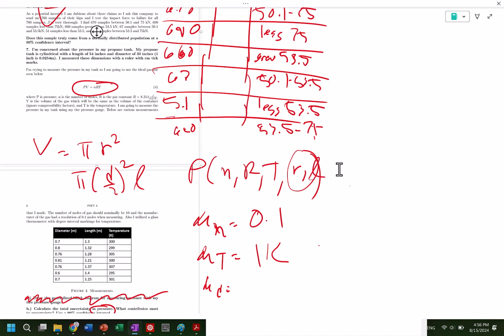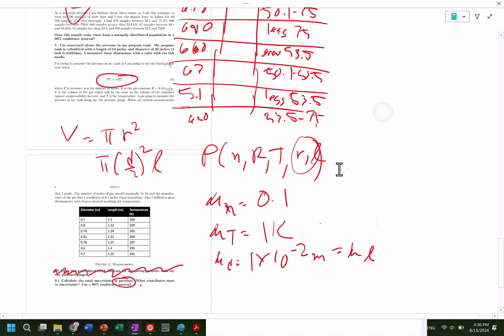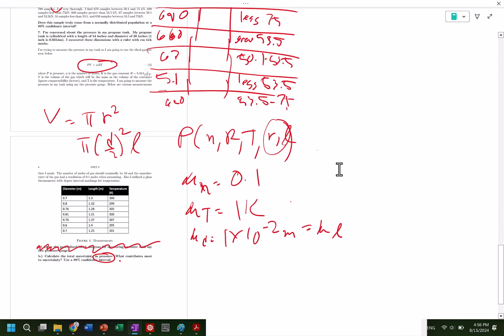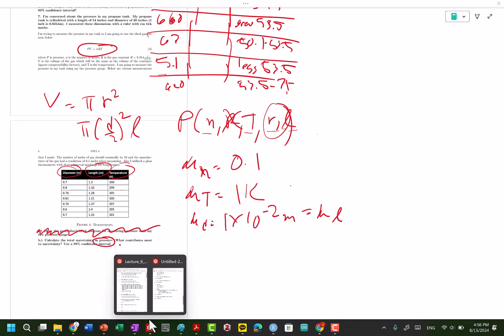So R and L. There's going to be uncertainty in diameter, which is the centimeter tick mark, so 1 times 10 to the minus 2 meters, which is going to be equal to the uncertainty in the length. There's no uncertainty in R. So we have bias here, here, here, and here. We also are going to have, obviously, precision here, here, and here as well. So let's start with probably the more annoying part of this problem.